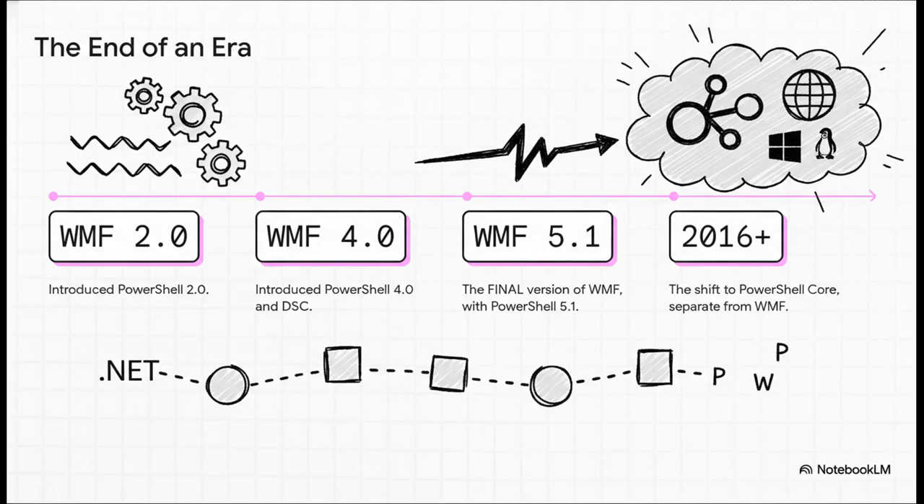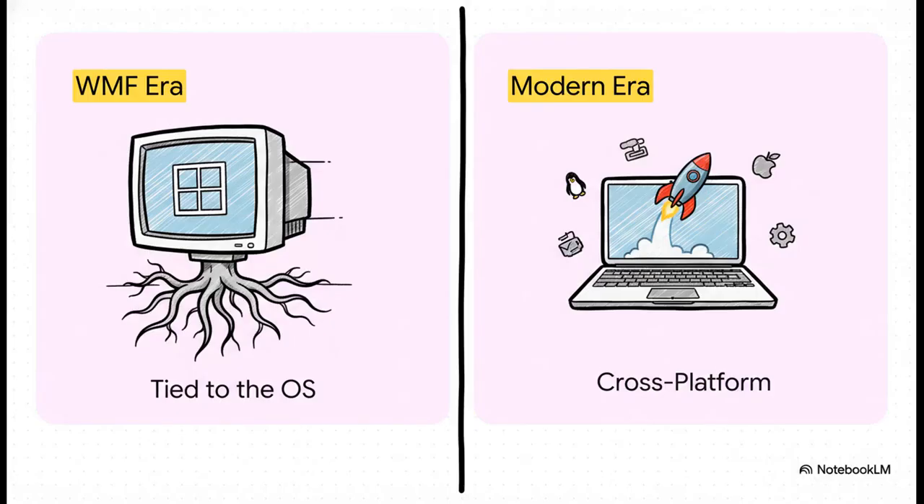This was the moment everything changed. And this slide right here perfectly shows the two worlds we live in now. On the left, you've got the WMF era. That's your PowerShell 5.1, the one that's baked into the Windows OS. Then on the right, you have the modern era. That's PowerShell 7 and beyond. It works on Windows, Mac, Linux. You install it separately. And here's the most important part. It does not use that old .NET framework. It runs on the modern .NET runtime.